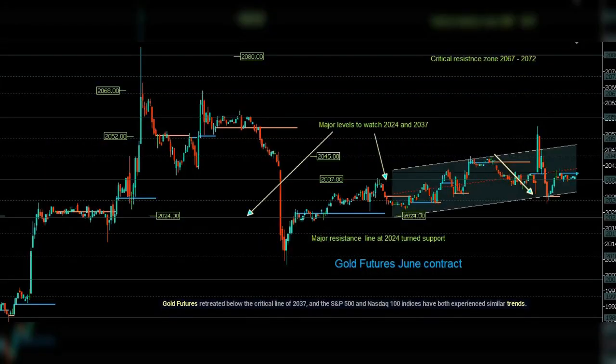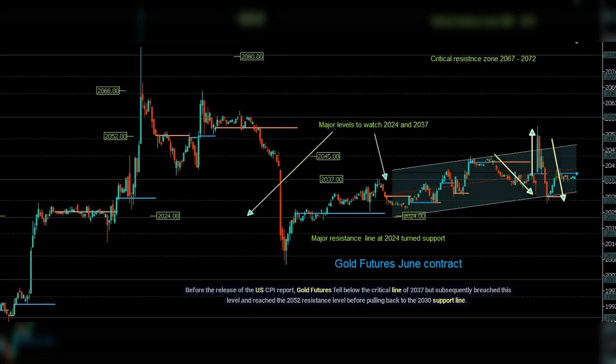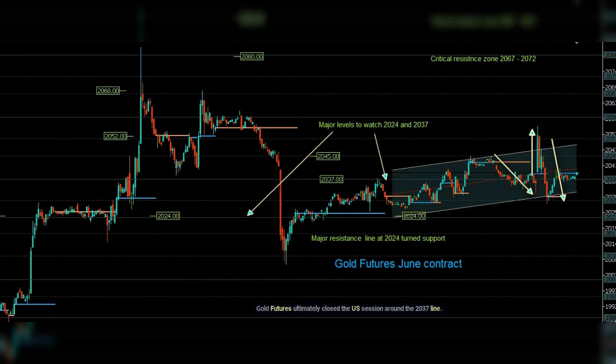Gold futures retreated below the critical line of 2037, and the S&P 500 and Nasdaq 100 indices have both experienced similar trends. Before the release of the US CPI report, gold futures fell below the critical line of 2037 but subsequently breached this level and reached the 2052 resistance level before pulling back to the 2030 support line. Gold futures ultimately closed the US session around the 2037 line. The critical levels of 2037 and 2024 remain crucial and should be monitored closely.